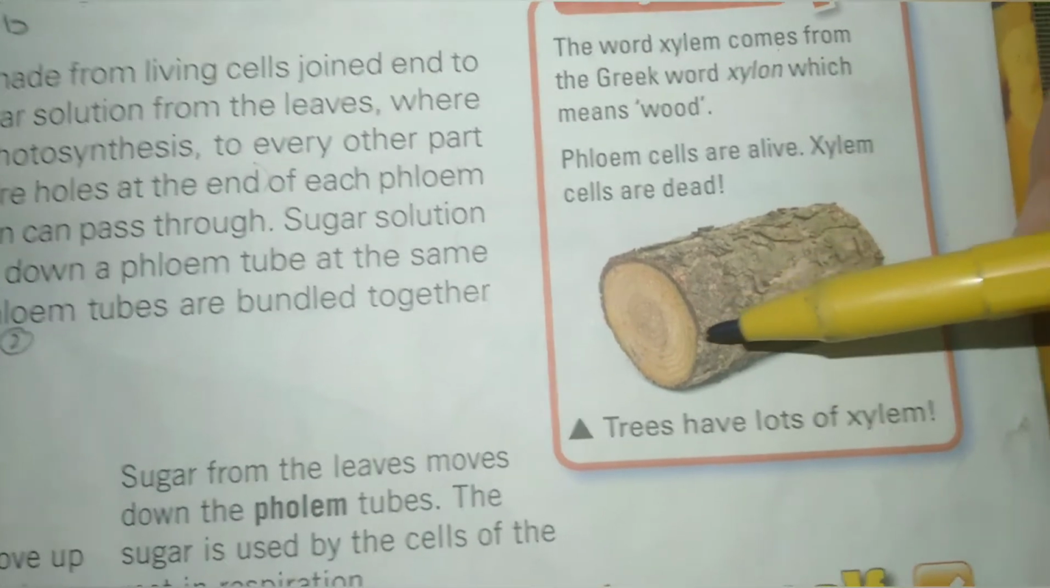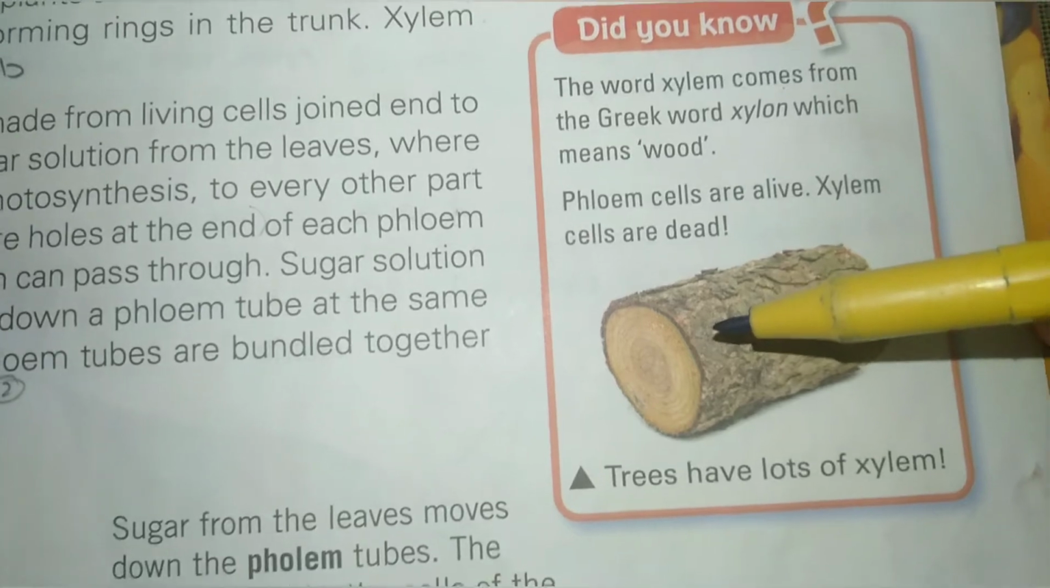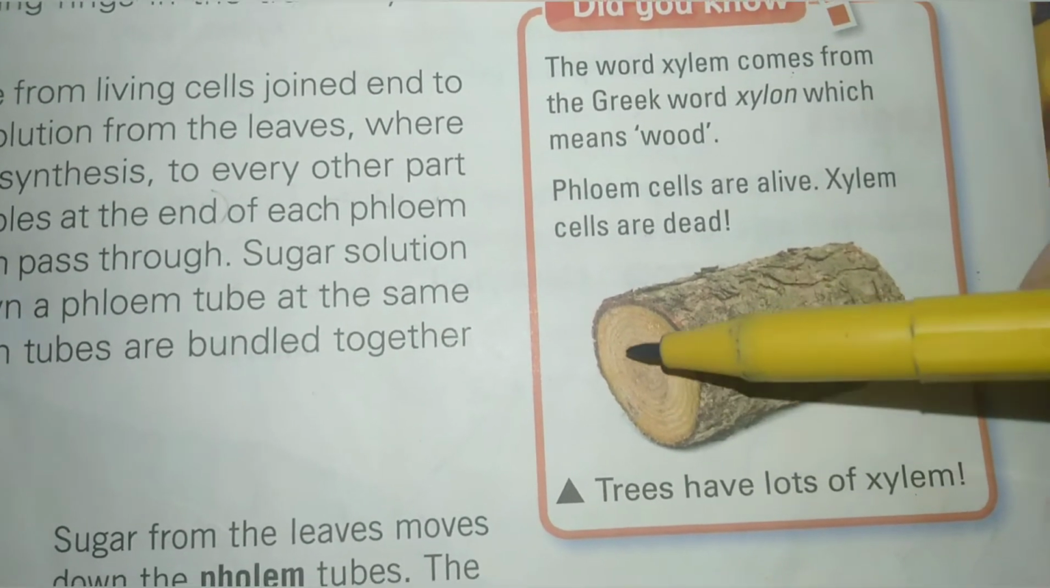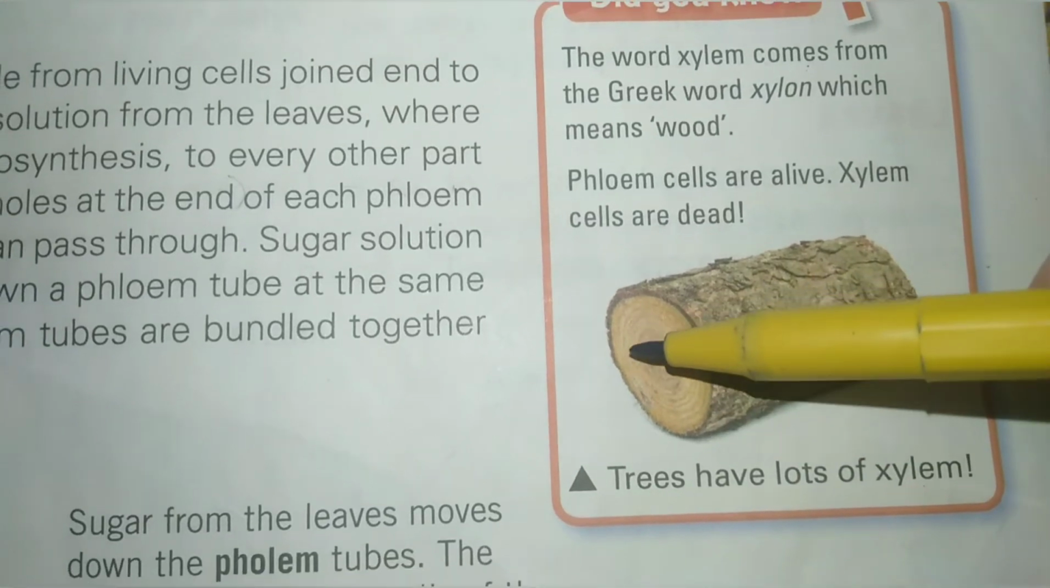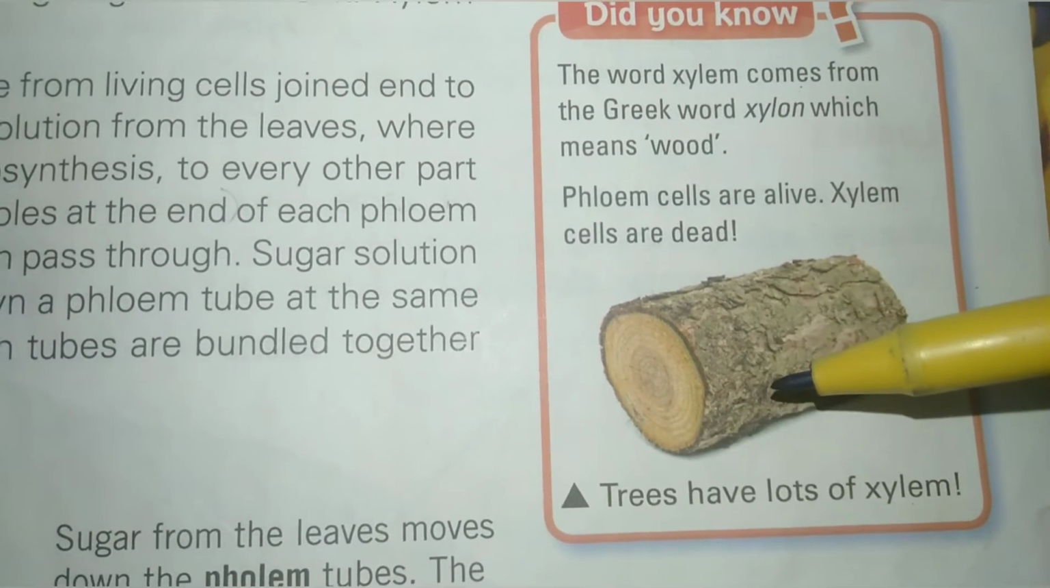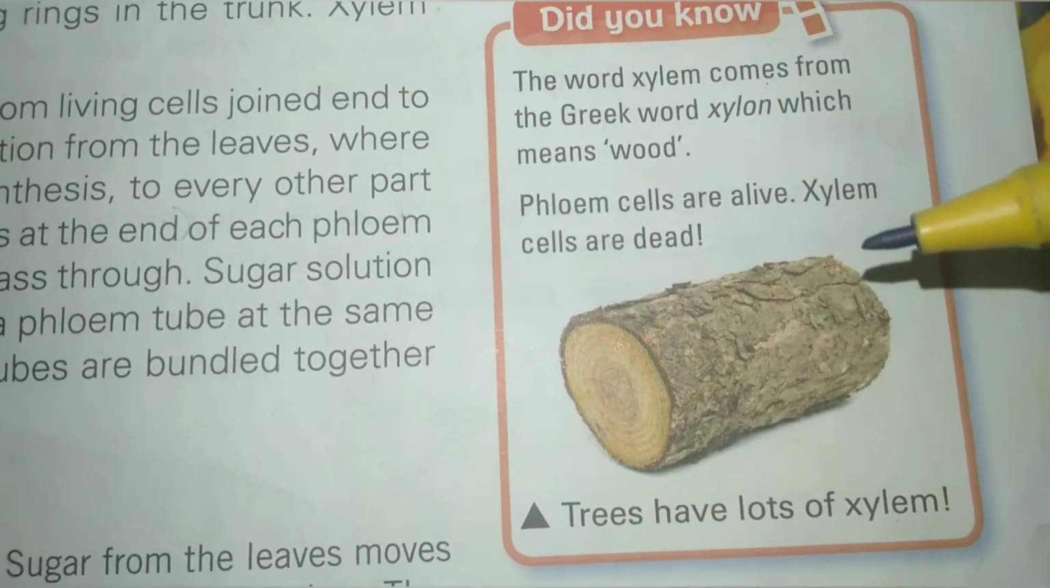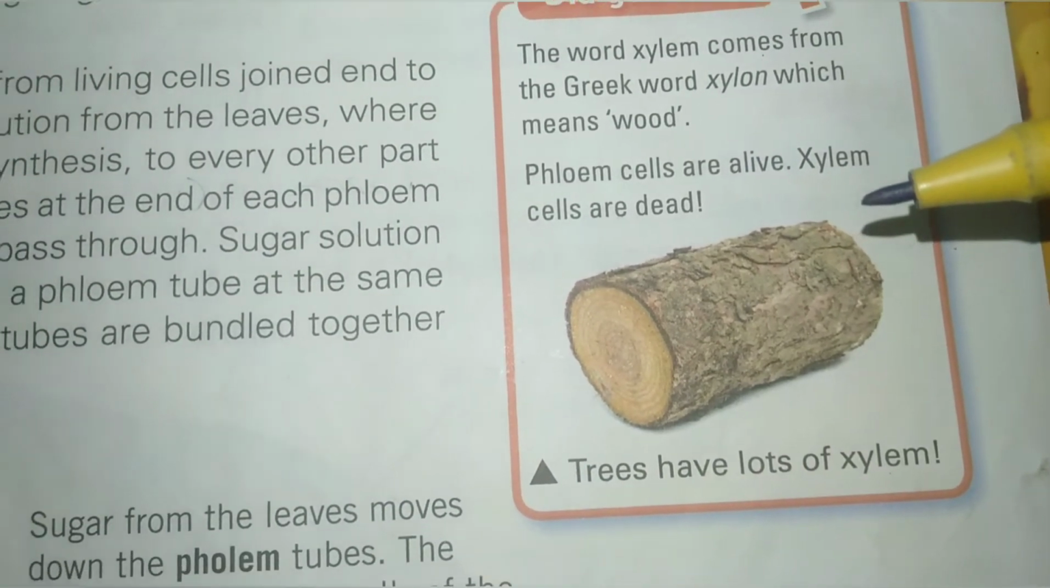Students, in plants such as tree, new xylem is made each year, forming a ring in the trunk. You can see these are the rings in the trunk and they are the xylem. Xylem is derived from the Greek word xylon, which means wood. Xylems are dead tissue while phloems are alive tissue.